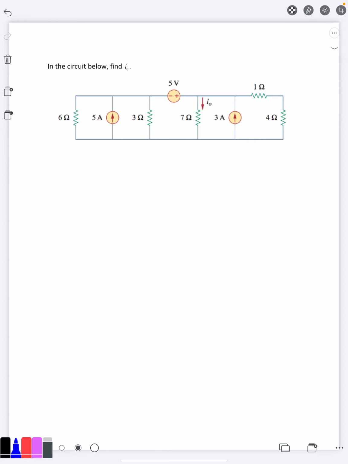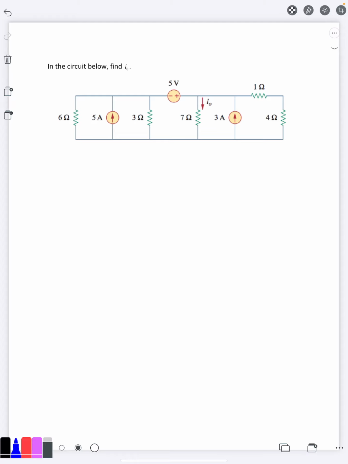In this video, we're going to use source transformation in order to find I naught. But before we do that, let's take a look if you want to do something like mesh current. We've got 1, 2, 3, 4, 5 meshes here. That'd be a pretty big pain. Node voltage wouldn't be too bad.